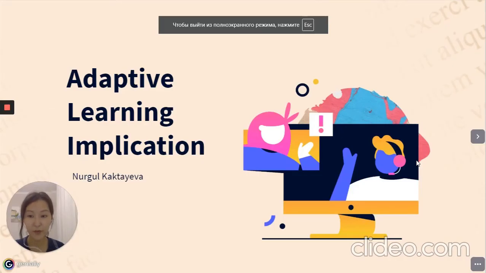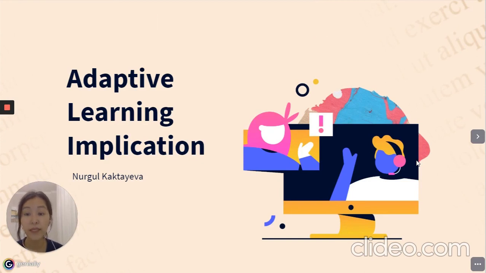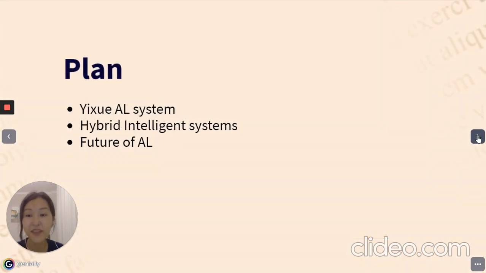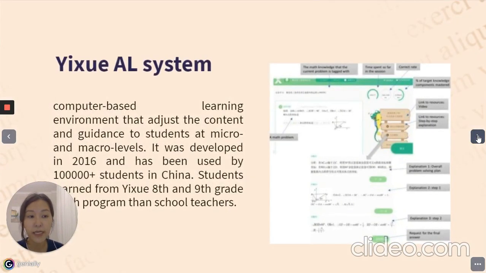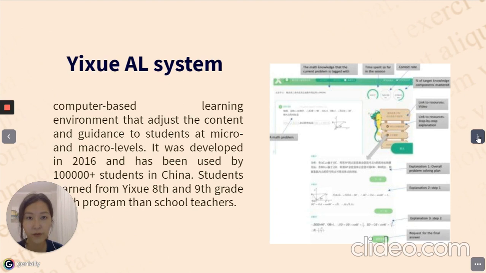Hello, my name is Nurgul, and now I'm going to tell you about adaptive learning implication in language learning. So our plan for these 5 minutes is to learn about EXO adaptive learning system, hybrid intelligence systems, and the future of adaptive learning. The adaptive learning systems reached the peak of their popularity in 2004, according to Google Trends. That's when they started spreading all around American secondary and tertiary educational institutions, mostly to teach math. And EXO is also an example of a math teaching platform.